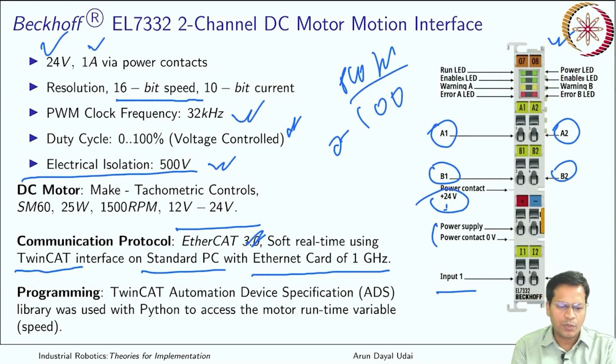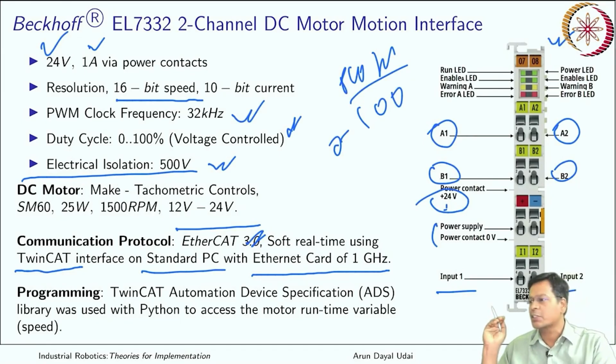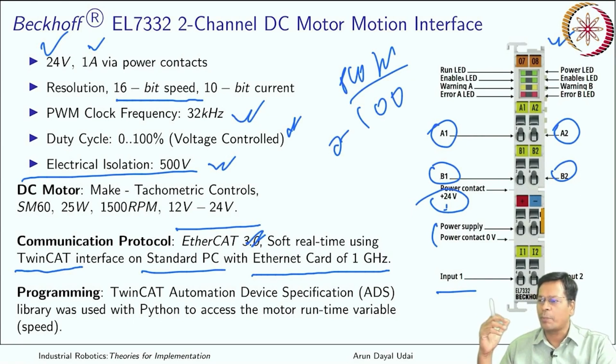So that is required for it to be implemented to do some real-time communication. So what I have used here for programming is the TwinCAT automation device specification, ADS. I have used the TwinCAT ADS library. That is the library that you can import to the Python environment, which allows you to access the motor runtime variable.